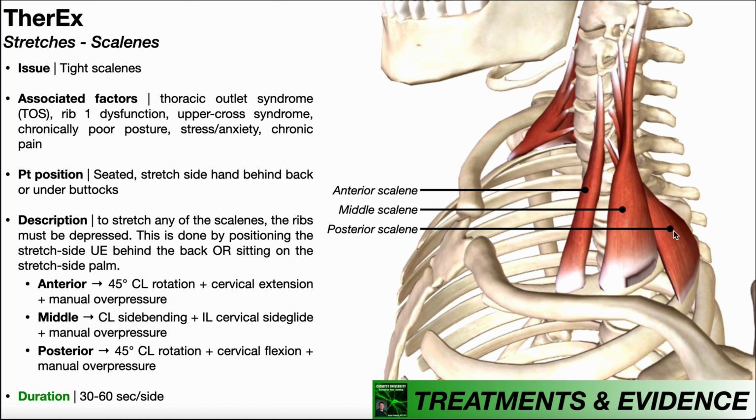You would obviously stretch the scalenes if the scalenes are tight, and tight scalenes are associated with thoracic outlet syndrome and rib 1 dysfunction, particularly with the anterior and middle scalenes. Also in upper cross syndrome, chronically poor posture, stress and anxiety, and in individuals with chronic pain.